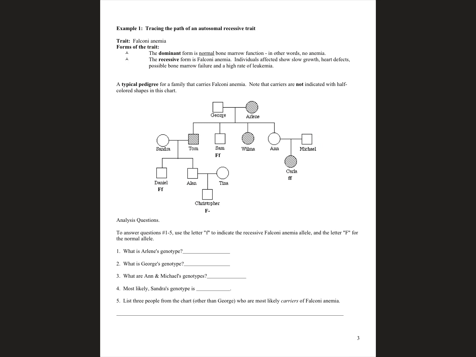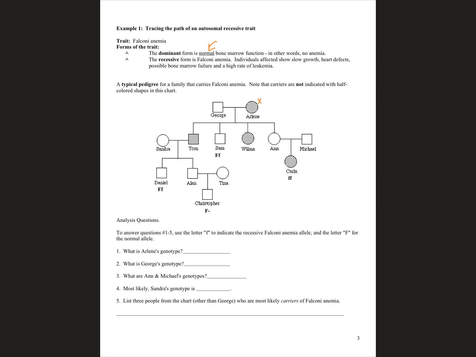So when we look at this, dominant versus recessive, no carriers are included with half-colored shapes. They're telling you they did not fill in the half-colored shapes for any carriers. So this could be a carrier, let's say, but they're not telling you. They're telling you right in the problem that dominant is normal. That means the recessive form gives you the anemia.